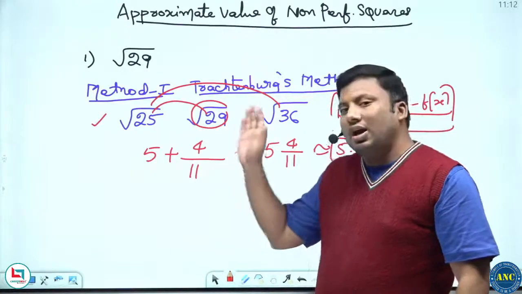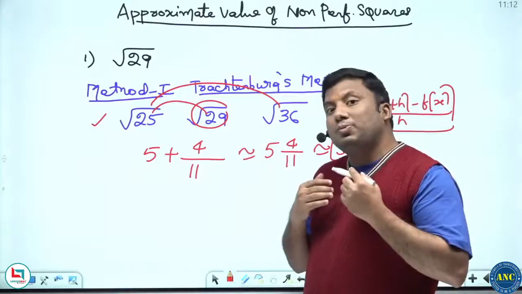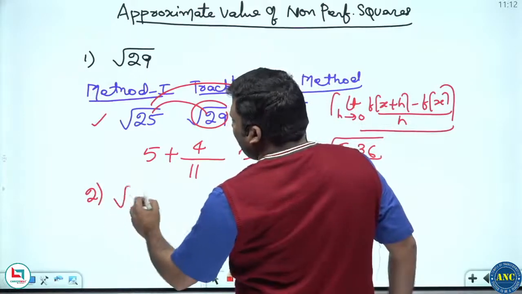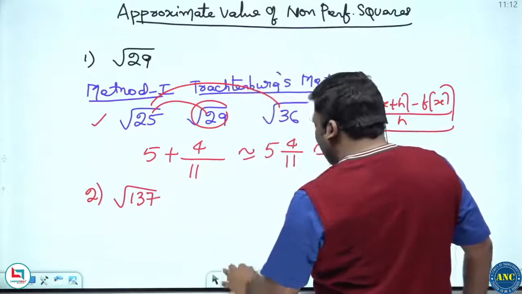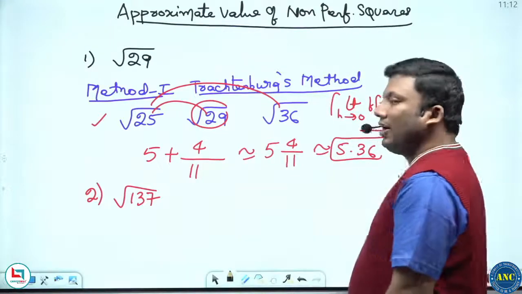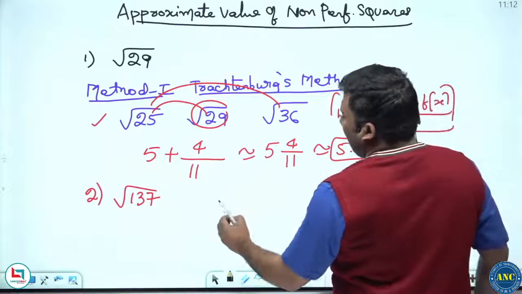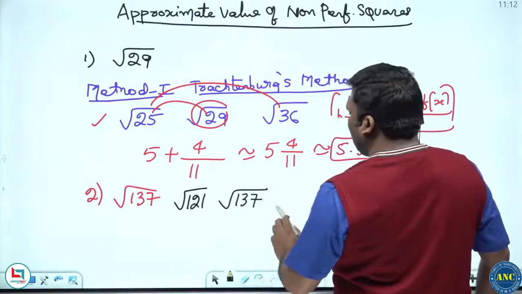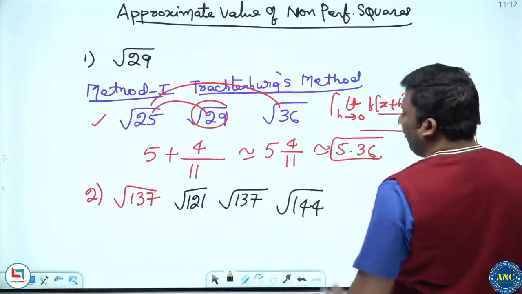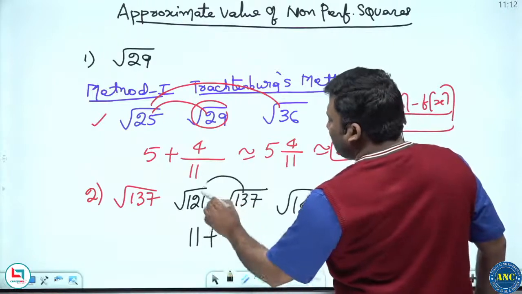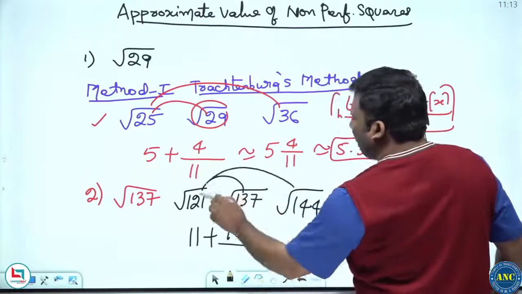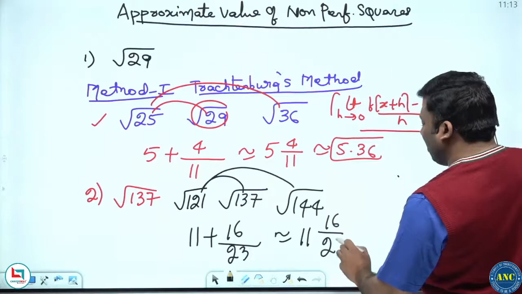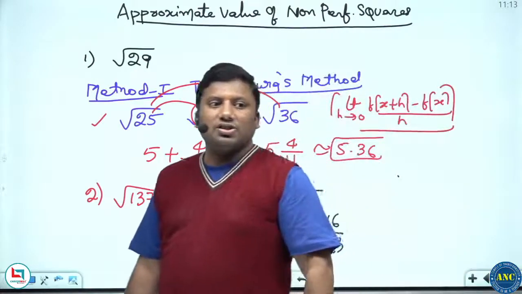I am not interested in a foreigner's way of solving. Ramanujan has proposed another interesting way to solve the problem, which we will see. One more example: square root of 137. A perfect square never ends with 2, 3, 7 or 8. It lies between 11 squared, which is 121, and 12 squared, which is 144. 137 minus 121 is 16, 144 minus 121 is 23. Approximately it is 11 and 16 by 23.